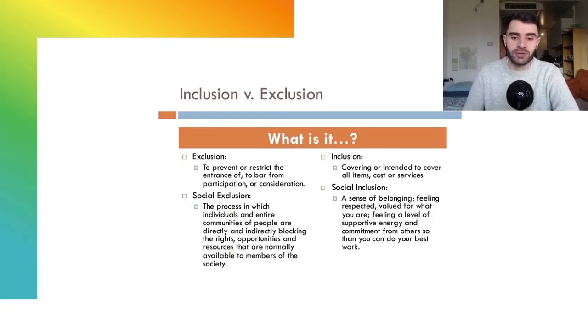Now let's talk about the primary meaning of exclusion and inclusion. Exclusion in its raw form just means to prevent or restrict someone from doing something or having rights or being able to do the same things as you can. Including means to cover or to include, and that also can apply for social things. For example, social exclusion is to repress people's rights and prevent them or shun them from a community. And social inclusion is to make everyone feel welcome and part of the community.